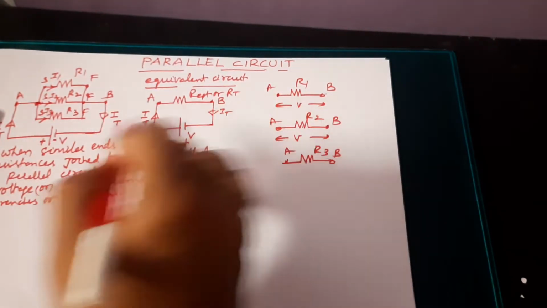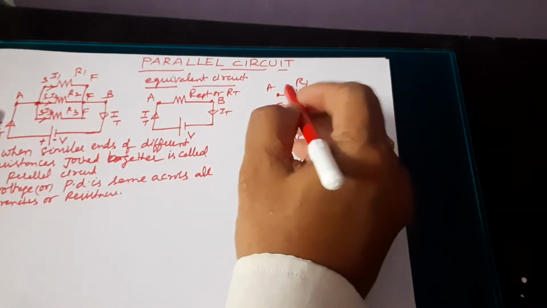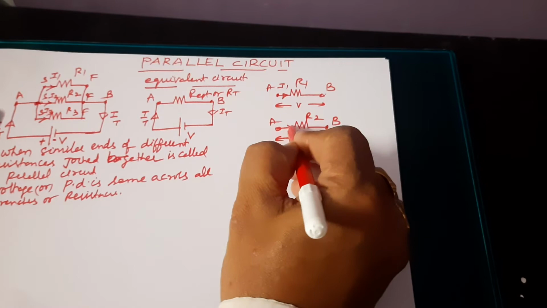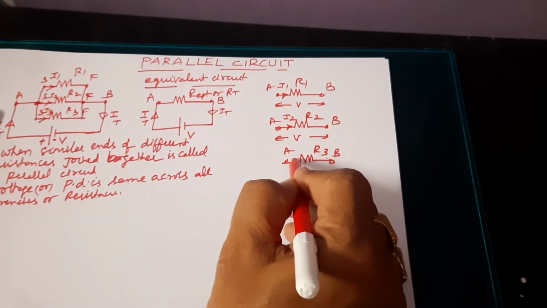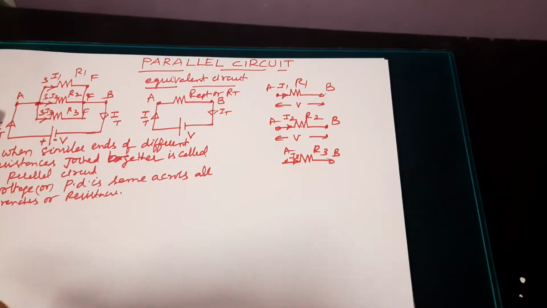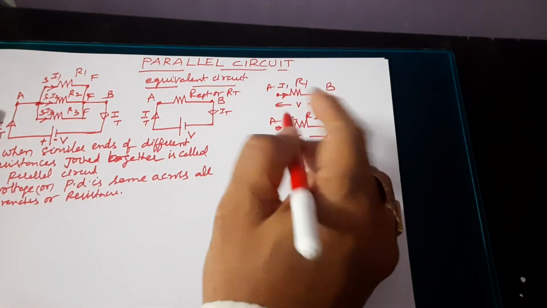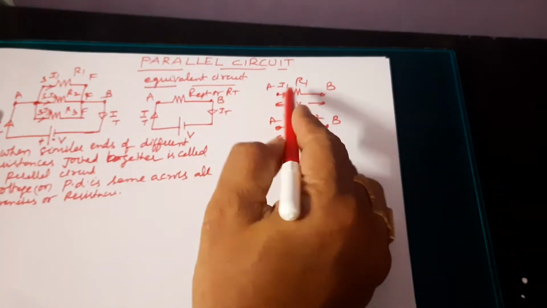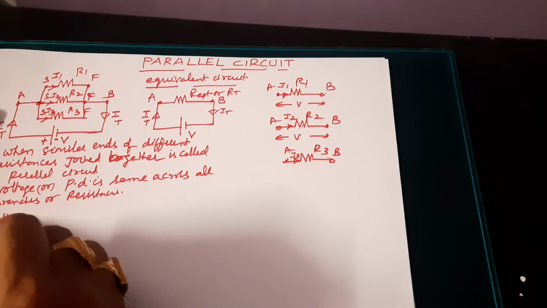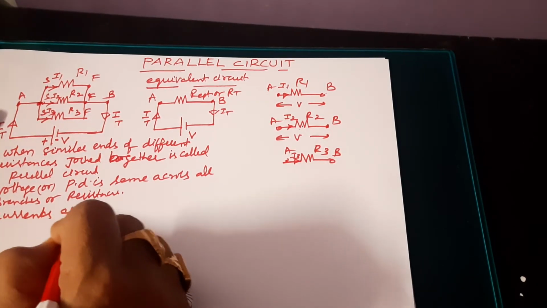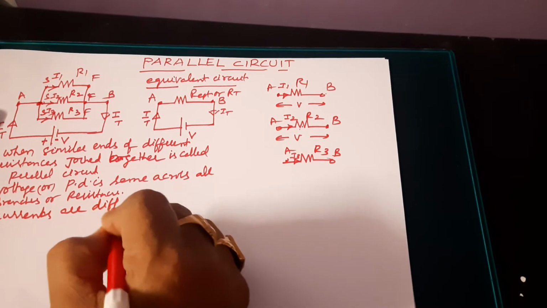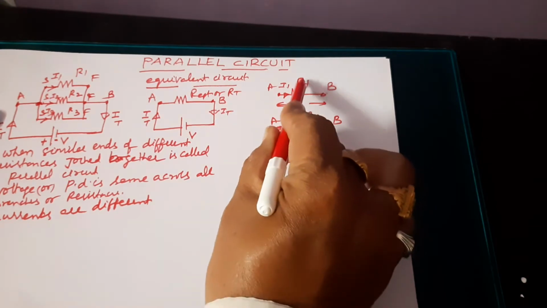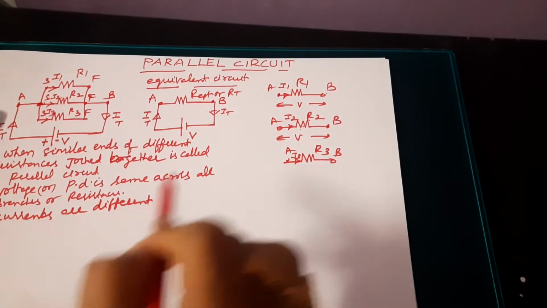Right? Now, if you take each resistance separately, what is the current in the first resistance? I1. The current in the second resistance? I2. Third resistance? I3. So what is shown here, the voltage or potential drop is same across each resistance, but the currents are different. Why are the currents different in each resistance? The reason is, even though they are having the same potential, but because of different resistances, the values of currents are different.